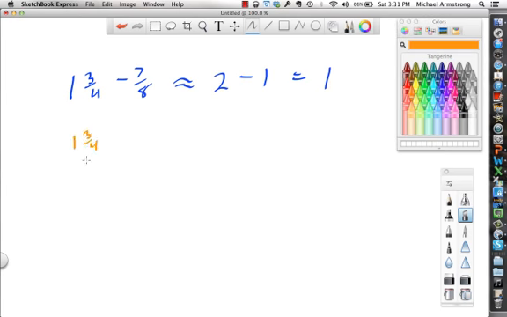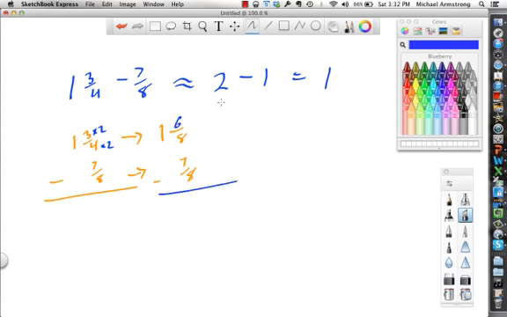1 and 3/4 minus 0 and 7/8. We don't have to write the 0, but we have to line those up like that. Well, we need eighths. So we're going to write 1 and some number of eighths minus 7/8. We already know that this one's already in eighths. 4 times 2 is 8, so 3 times 2 is 6. 1 and 6/8 minus 7/8.